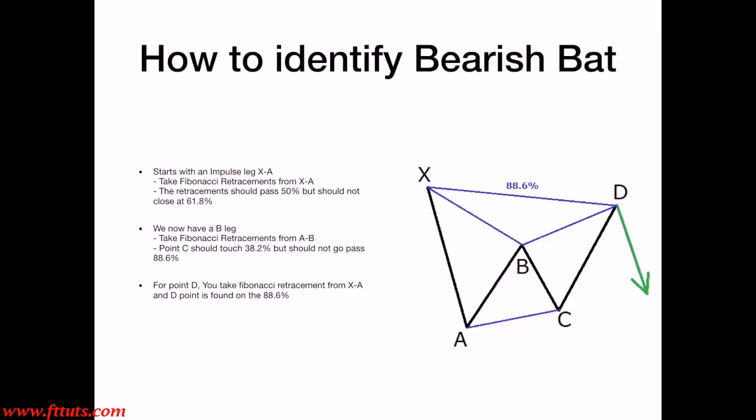For D, obviously you take the retracement from X to A, and then point D is found on the 88.6, which is the entry. Your D point is your entry.